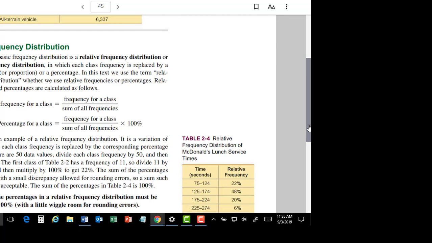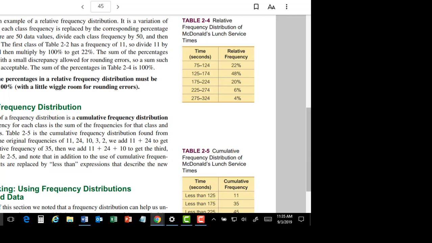So this is McDonald's lunch service times. And this is the relative frequency. Notice that it's percentage now. How come? Because we took the tally and we divided by N, the sample size. These become probabilities, a 22% chance.